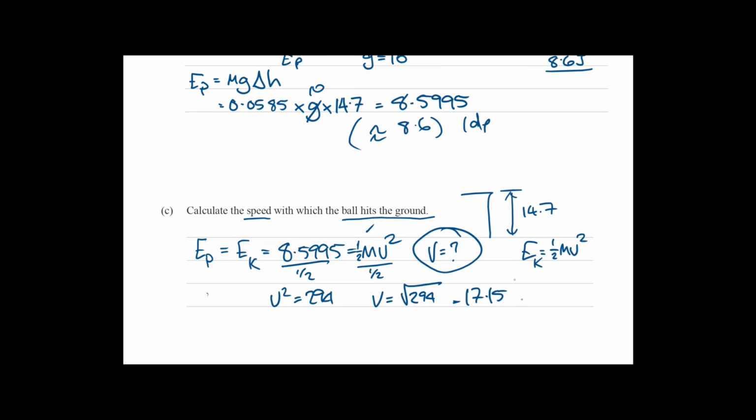17.15. Are we done? No, we need to get the unit. So it's going to be 17.15 meters per second. It's not going to be exactly that velocity. It's going to be slightly less than that. We're going to lose a little bit of that potential energy in the form of heat and sound and deformation. But that's the maximum, and it's going to be pretty close to that.